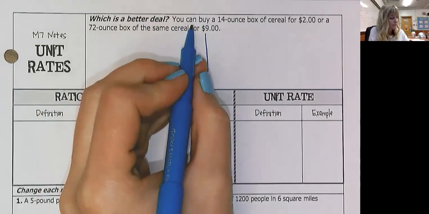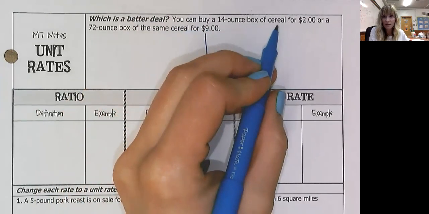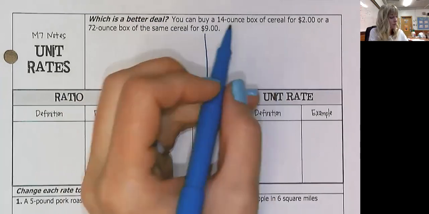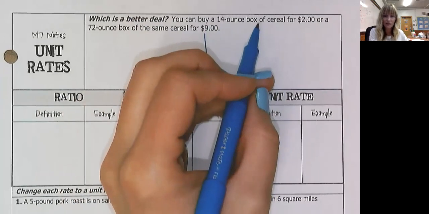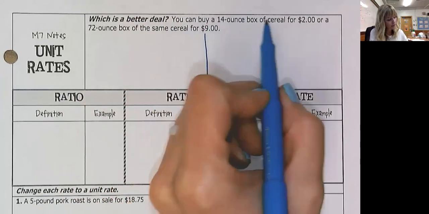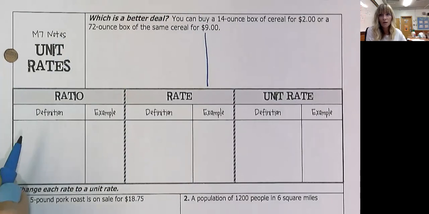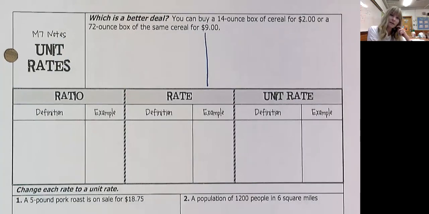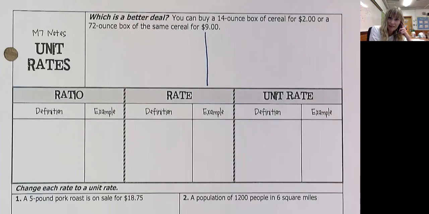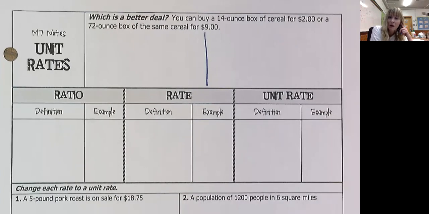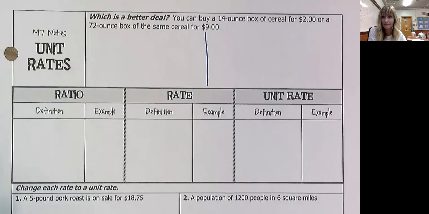You can buy a 14-ounce box of cereal. So you're looking at your favorite cereal, and you see a box that's 14 ounces. That's kind of a small box of cereal. That 14-ounce box costs $2. Or you see right next to it, there's a giant box, 72-ounce family size box, what they call it, of the same cereal, and it costs $9. Well, how are you supposed to choose which one is a better deal?